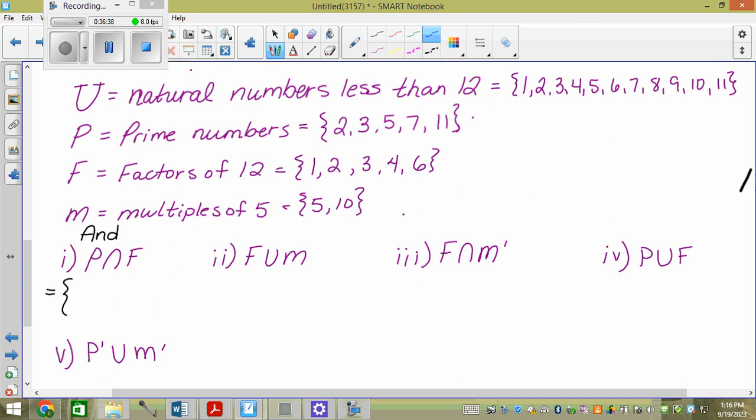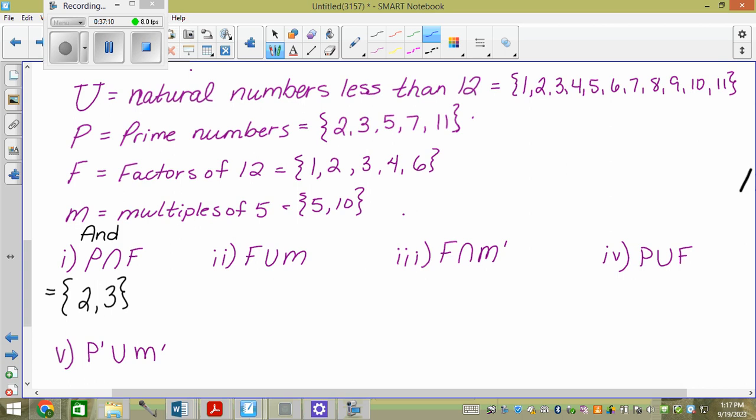Okay, P and F. What's in P and in F? Listen to your people. What's in P and F? No, he doesn't want to answer. 2 and 3. Yes, we got there. He knew the answer. Smart, that's what you are.